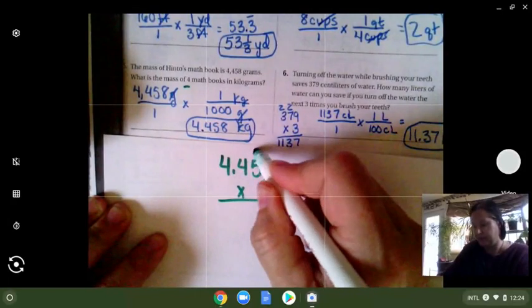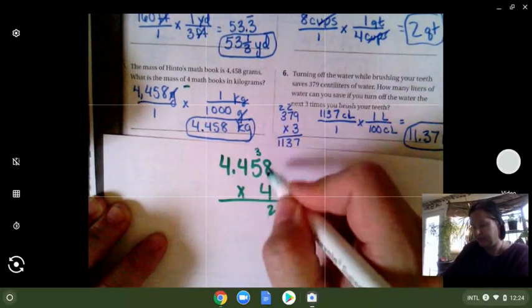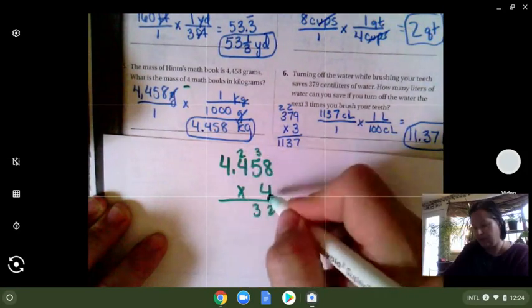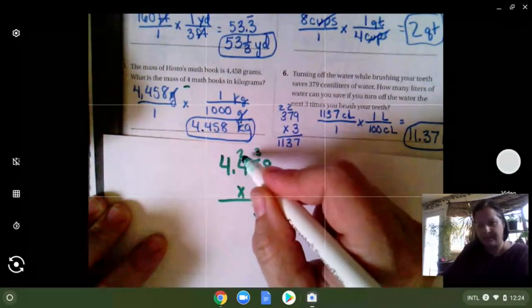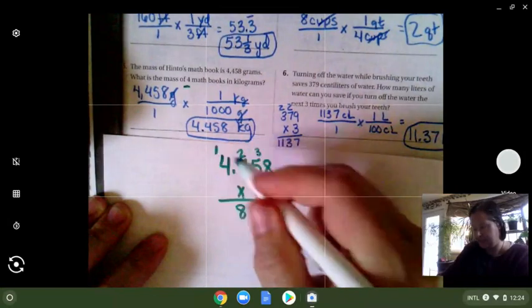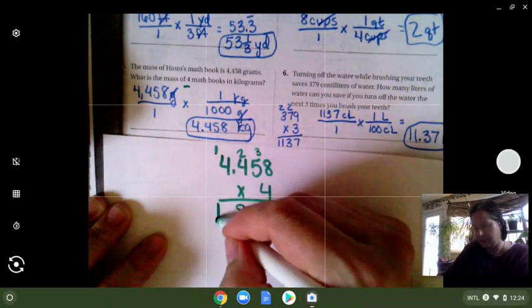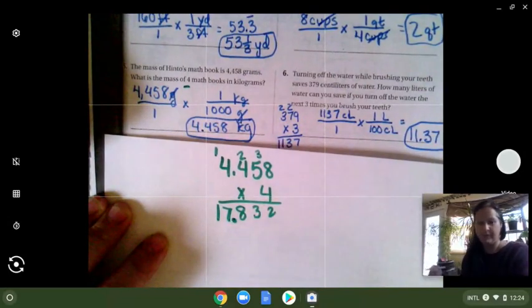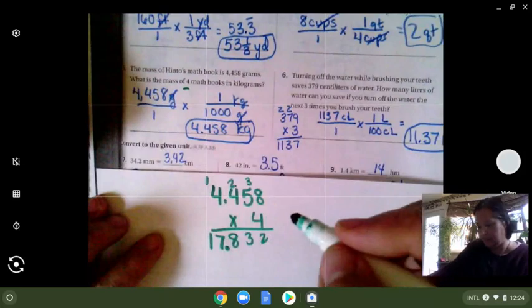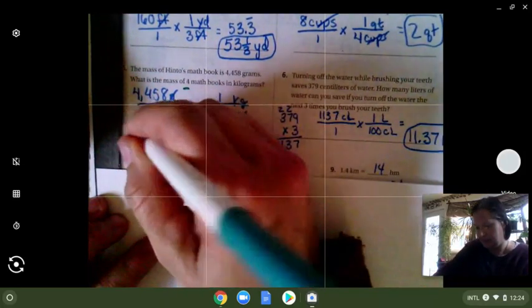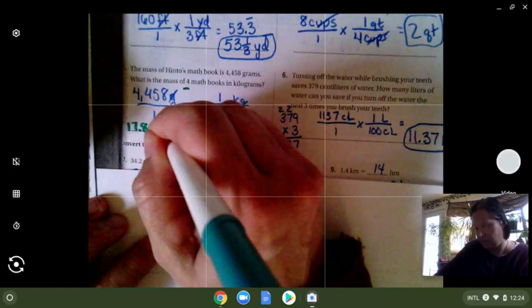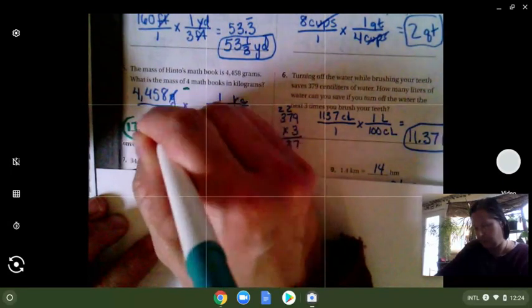So 8 times 4 is 32. 5 times 4 is 20 plus 3 is 23. 4 times 4 is 16, 17, 18. 4 times 4 is 16 plus 1 is 17, and I have 3 digits behind my decimal, so I move my decimal 3 spots. So it's going to be 17 and 832 kilograms. So this will be the proper answer on that one.